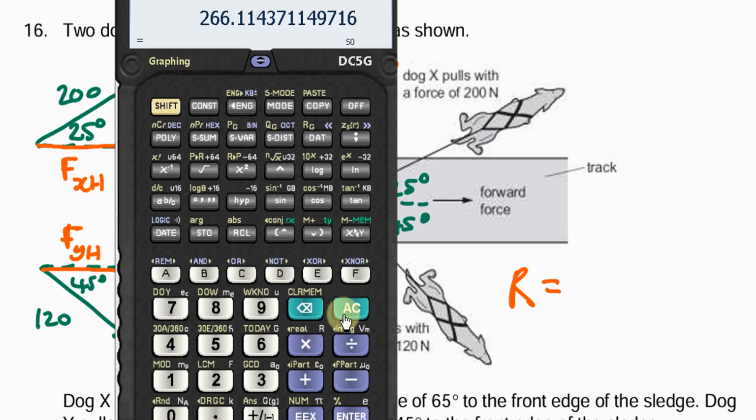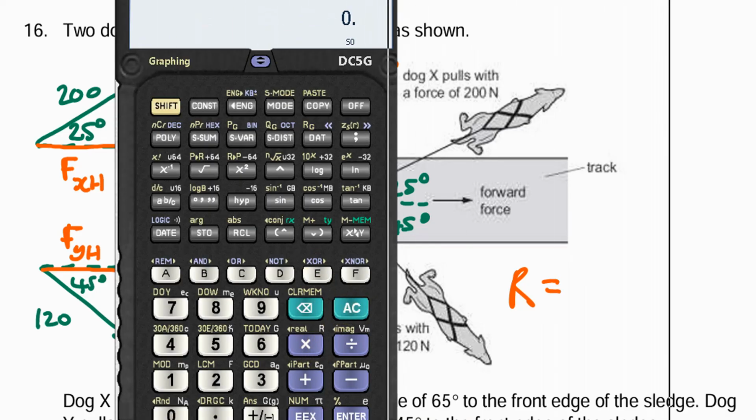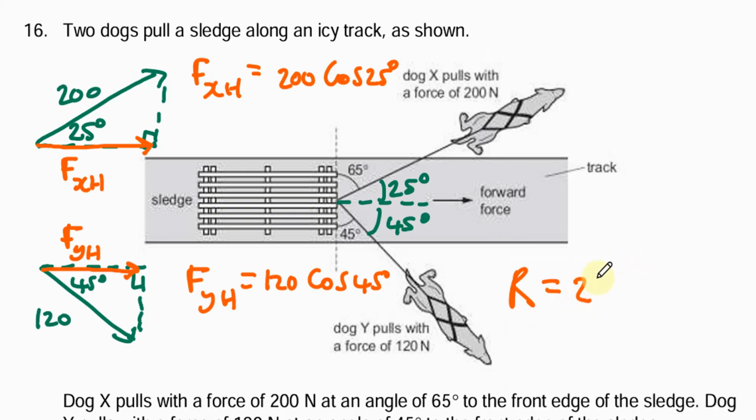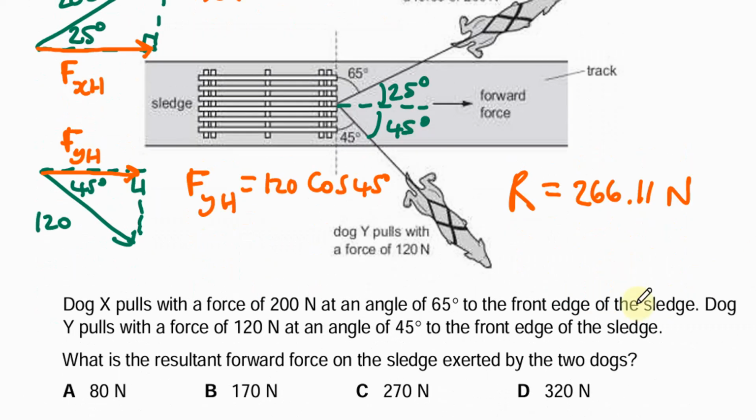That we can do on a calculator. So it's 200 times the cos of 25 plus 120 times the cos of 45. And we get an answer of 266.11. So 266.11 newtons. The answer then will be C. The answer here was rounded to two significant figures. So the answer is C.